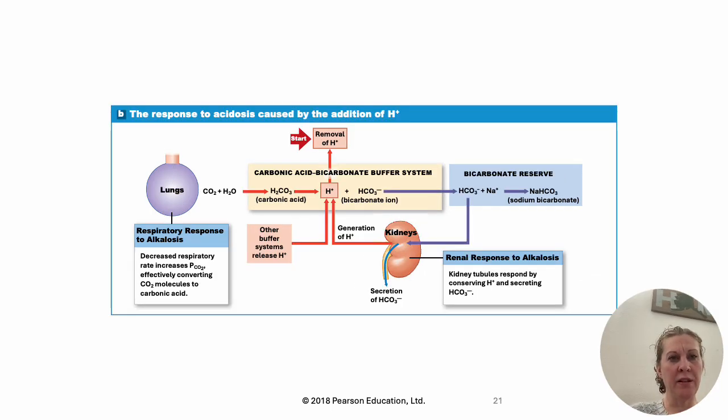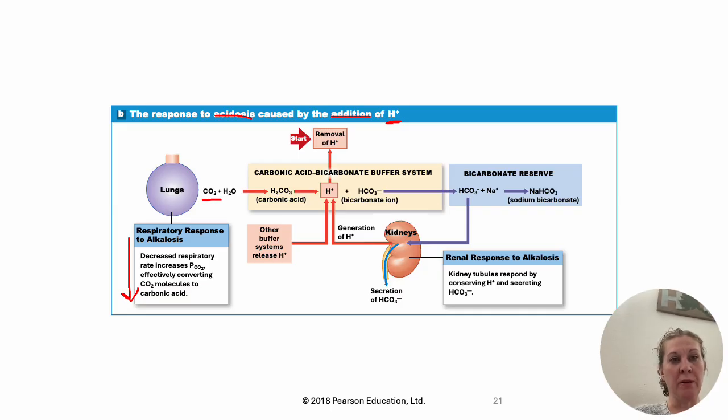Okay, so this is labeled wrong. This is supposed to be the response to alkalosis caused by the decrease in hydrogen ions. So that's a poor title there. But what happens is if you have too low, like we've removed too many hydrogen ions, the respiratory rate is going to decrease, right? So that's going to increase the partial pressure of carbon dioxide.